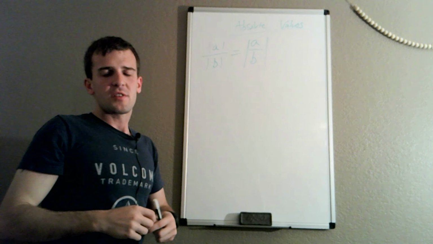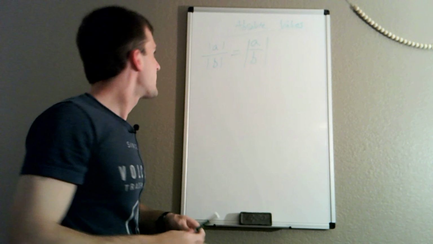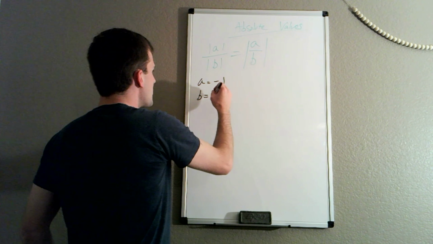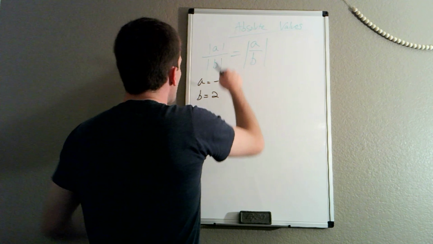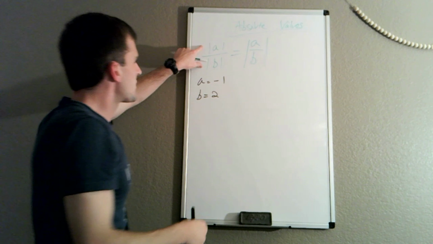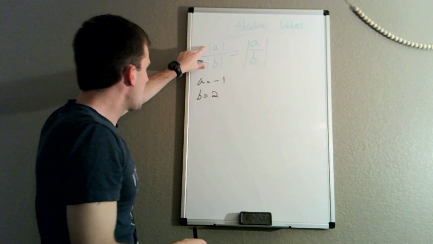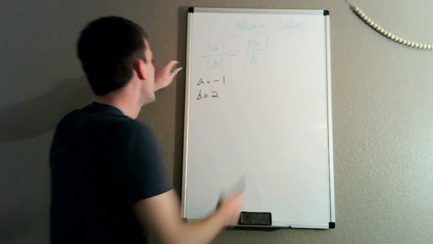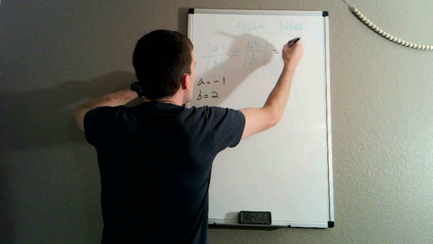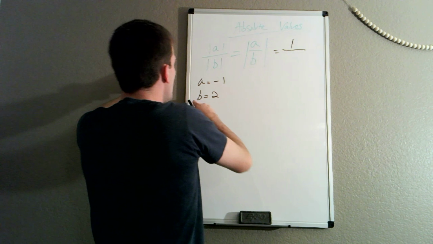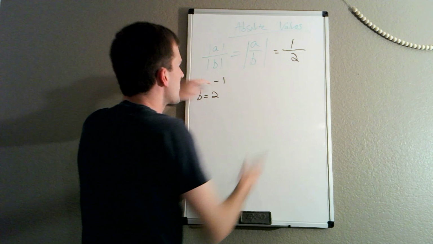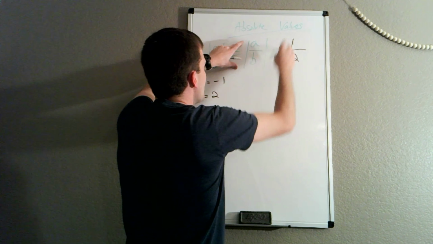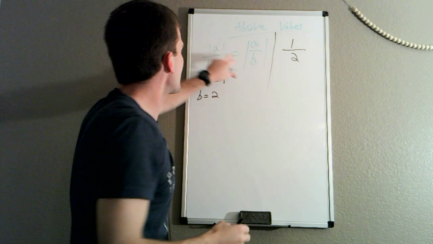If we plug a couple numbers in here, we'll see that this is relatively obvious. So let's say a is equal to negative 1 and b is equal to positive 2. So let's plug these into this equation on the left-hand side, and we're going to see that the absolute value of negative 1, we're just going to take away the negative. That's going to equal 1 over the absolute value of 2, which is just 2. So that's the left-hand side.